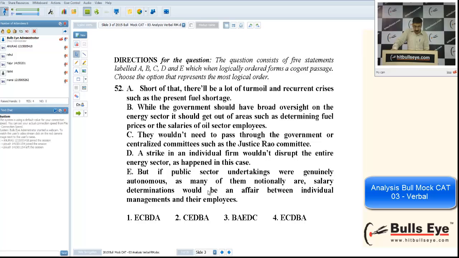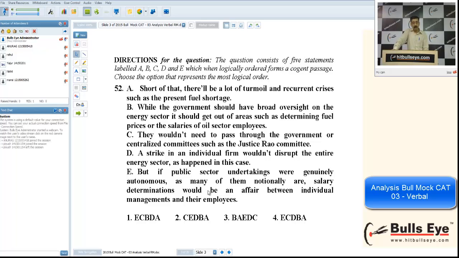Nikhil, is my voice audible? Is my voice reaching you? Okay. So, but if the public sector undertakings were generally autonomous, meaning independent, as many of them notionally are, meaning on paper they are, but actually they are not, salary determination would be an affair between individual management and their employees. So forget but for a while, because but may be the continuation of some previous line. Whenever we pick up a question somewhere in between the paragraph, we'll get these kinds of openers starting with but, however, etc. So don't worry about this. Try to get the essence of the question rather than looking at these keywords only.